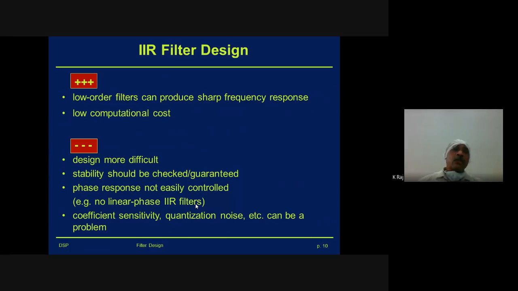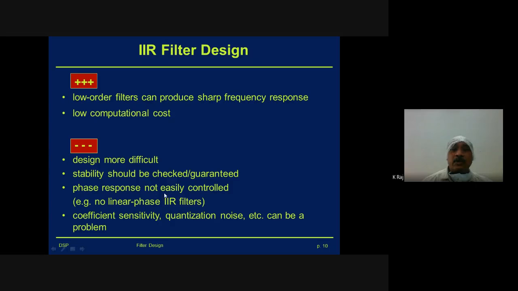Now, what are the advantages of the IIR filter? For the same specification, or in order to get the same performance, a lower order has to be maintained, that is, a low order filter can produce a sharp frequency response, and low computational cost will be there because of the lower complexity. But there are some disadvantages associated with the IIR filter, because the design is difficult and there is a question on stability. Stability should be checked or guaranteed, which means we cannot always say that the IIR filter will be stable. So we have to check the stability in this case.